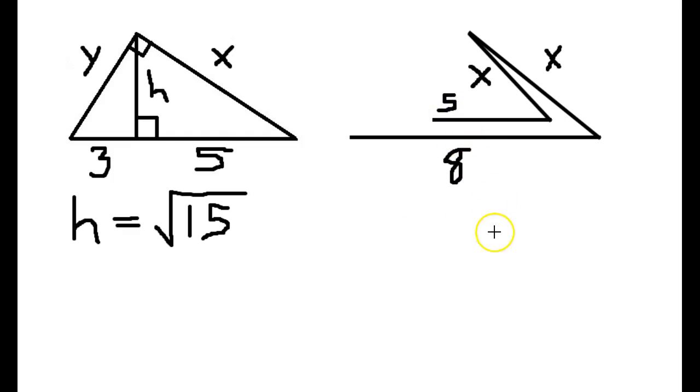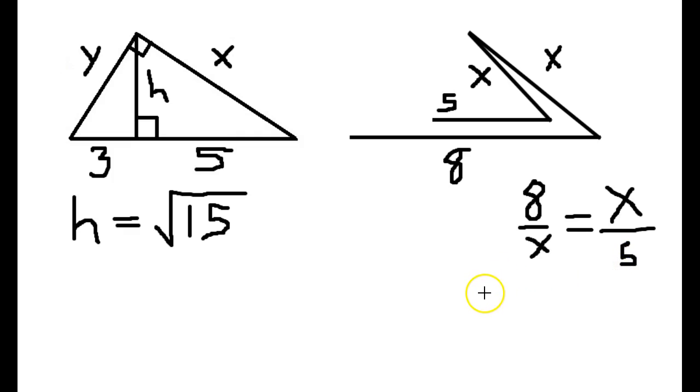And so that allows us to write the proportion 8 over x is equal to x over 5. Let me try that 5 again. Okay, so then cross-multiplying, we get x squared is equal to 8 times 5.